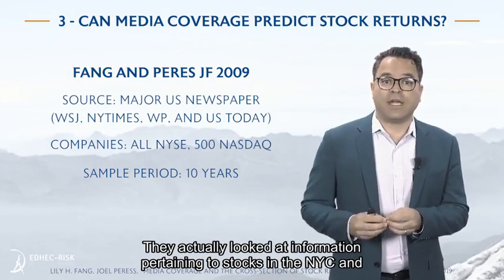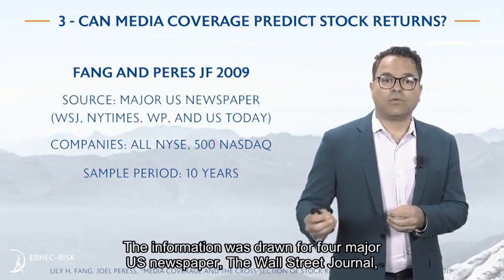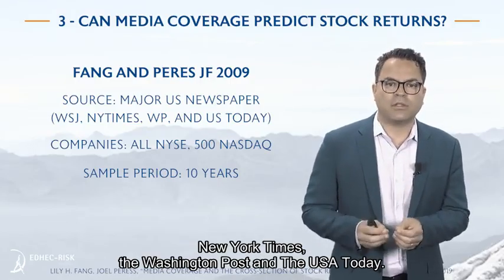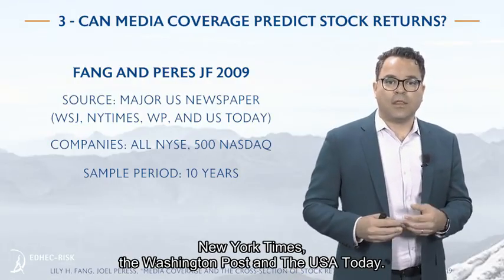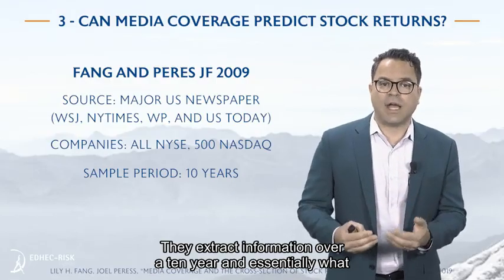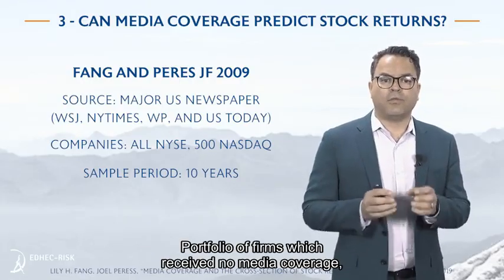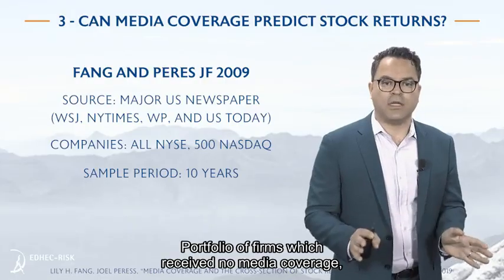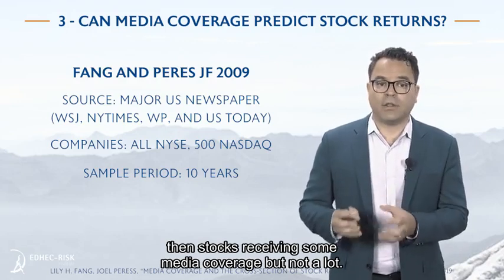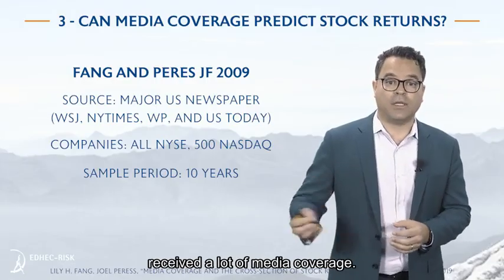They looked at information pertaining to stocks in the NYSE and the NASDAQ. The information was drawn from 4 major US newspapers: the Wall Street Journal, New York Times, the Washington Post, and USA Today. They extracted information over 10 years, and essentially each month they sorted stocks into 3 portfolios. A portfolio of firms which receive no media coverage, then stocks receiving some media coverage but not a lot, and the third portfolio was stocks that received a lot of media coverage.